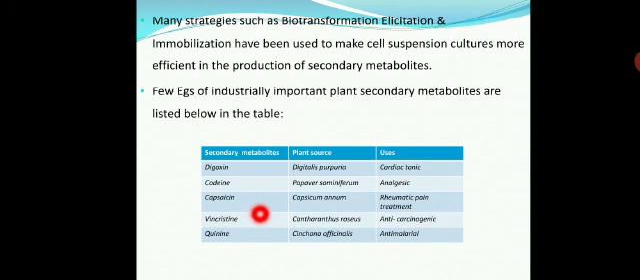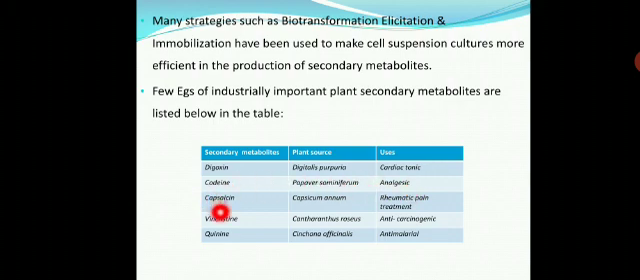Here, what are the plant sources and what are the uses of the secondary metabolites? Digoxin is obtained from the plant Digitalis purpurea. Mainly it is used as a cardiac tonic. Then the next one is called codeine. Codeine, related to morphine, is obtained from Papaver somniferum. That Papaver somniferum is nothing but casasa, which is used as an analgesic.